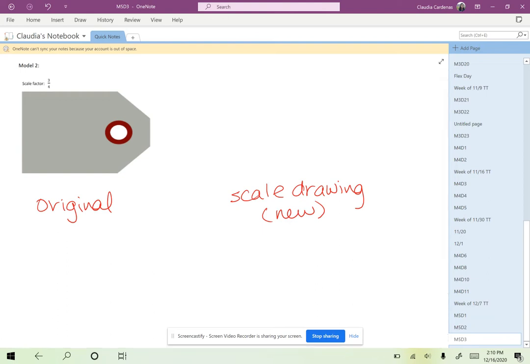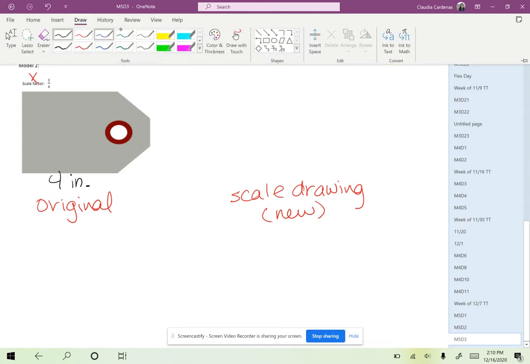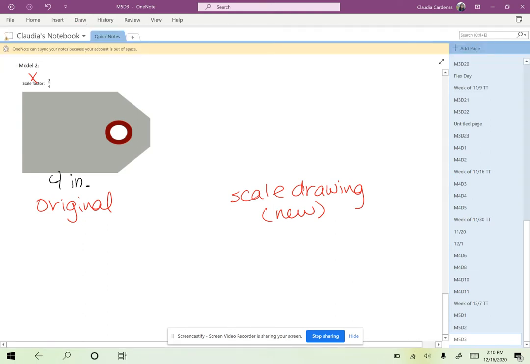So what operation do we think of for scale factor? We think multiplication. So then we would multiply to keep this a proportional relationship. So we would multiply the original dimension with the scale factor to get the new dimension. We are actually missing the measurement here, but this should be 4 inches. So if we have 4 inches as the original length of this, I guess, tag, we know we multiply by the scale factor to get the new dimension.